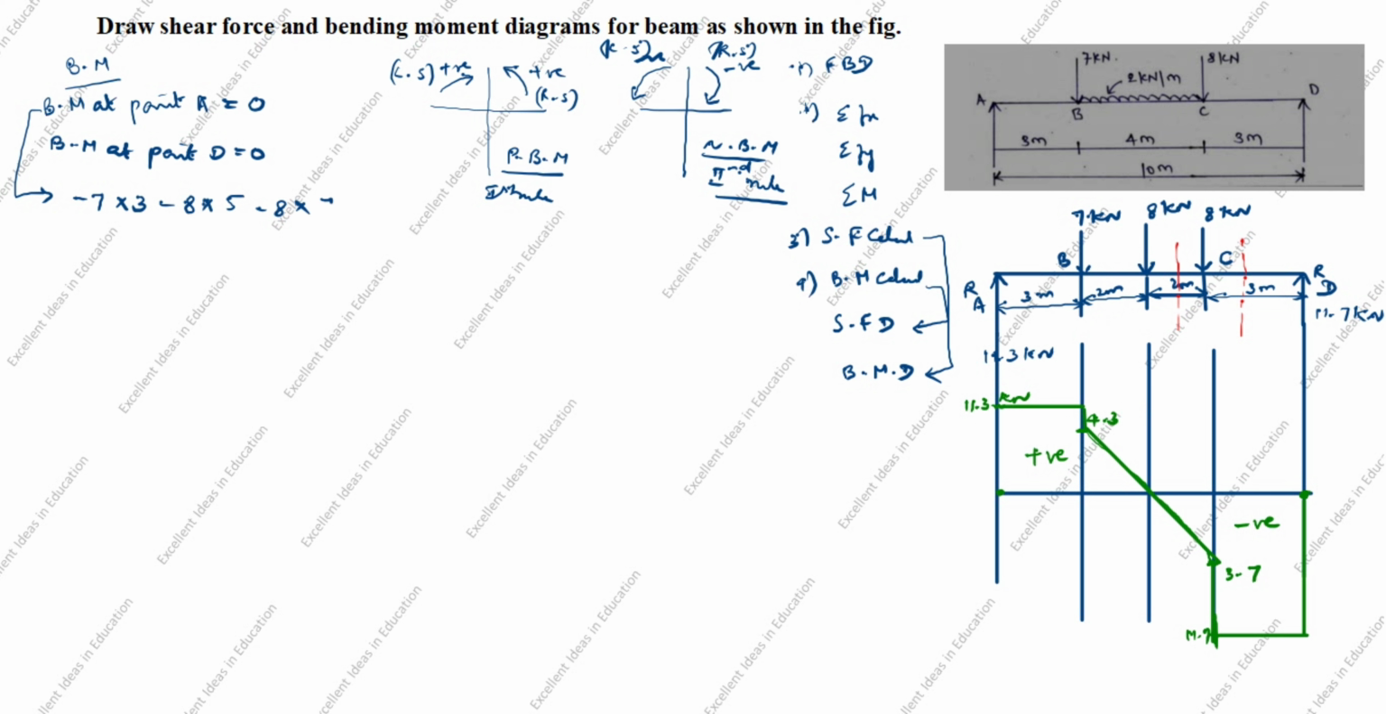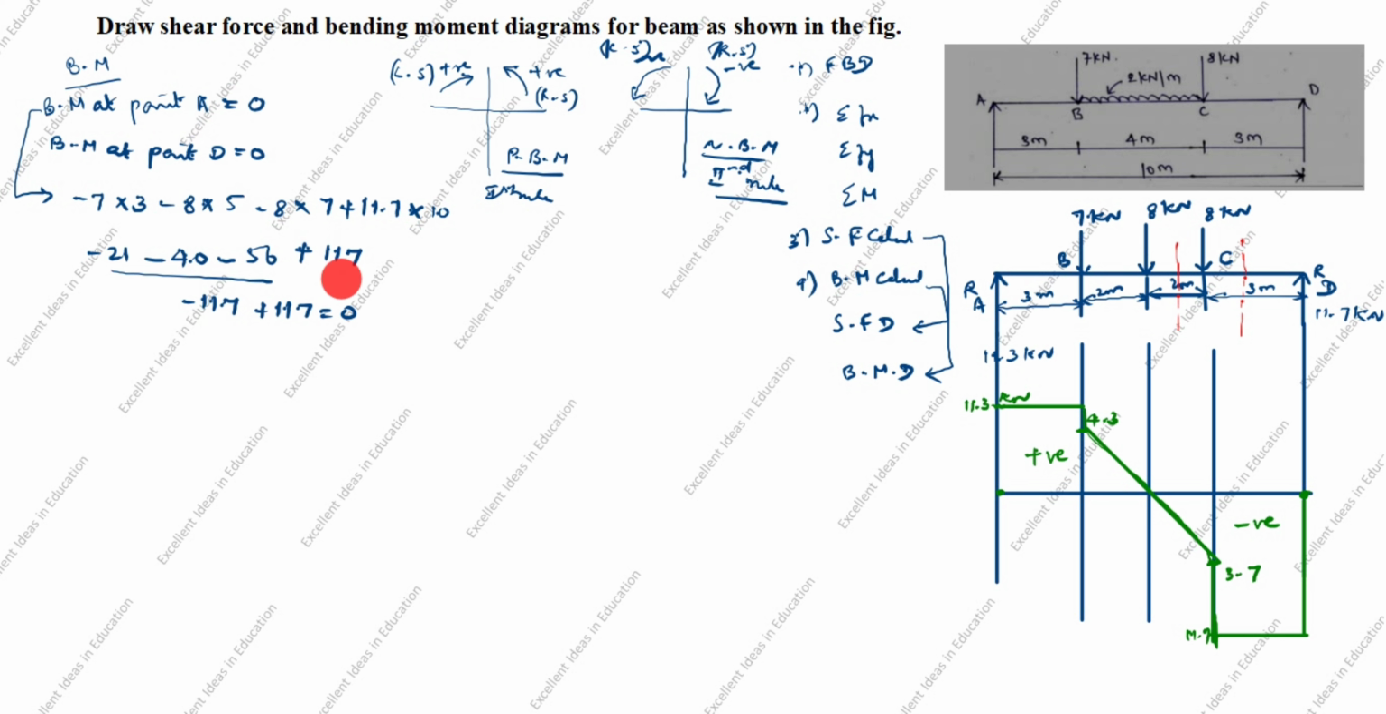Next, you see the arrow goes up from here to here this way. So you see this way is positive plus 11.7 into perpendicular distance from here to here is 10. 7 3s are 21 minus 21 minus 8 5s are 40 minus 8 7s are 56 plus 11.7 into 10 is 117. Add this 3 minus 117 plus 117 is equal to 0. You see bending moment at point A left side is 0, right side also 0.